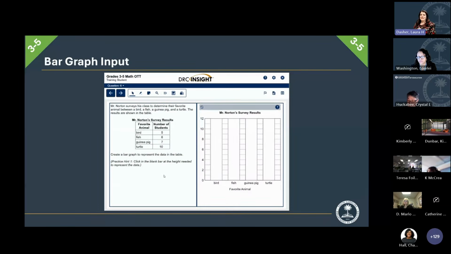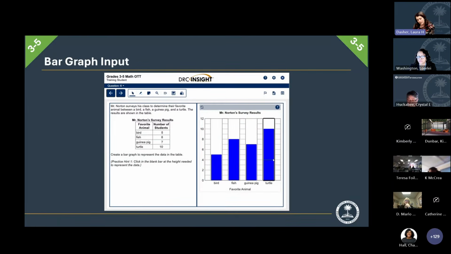And the second to last item, on item number 9, is the bar graph input. Students are presented with an item. The students demonstrate their knowledge by selecting the height of each bar to create a bar graph. And just like dot plot, this will be just for grades 3 and 4. So 5th graders do not get to make a bar graph, but 3rd and 4th do.